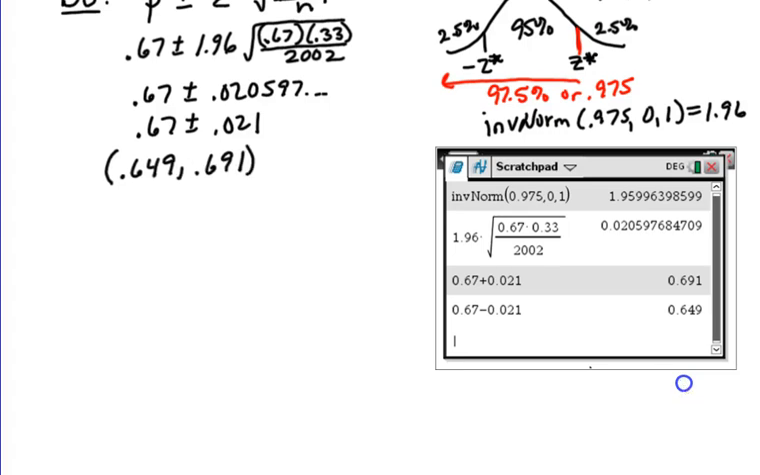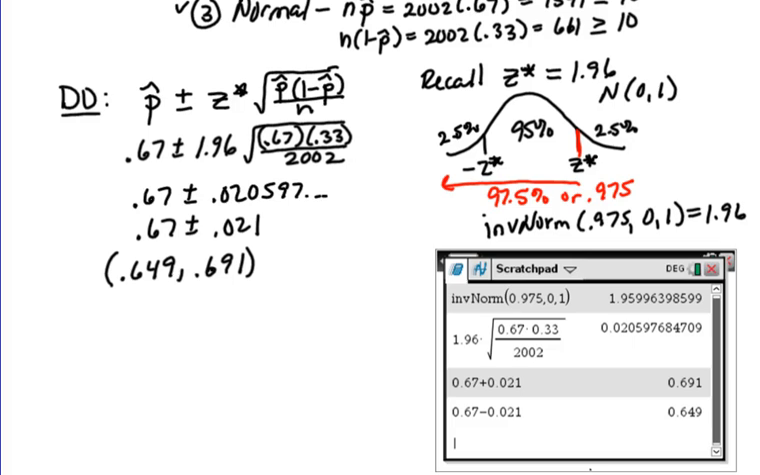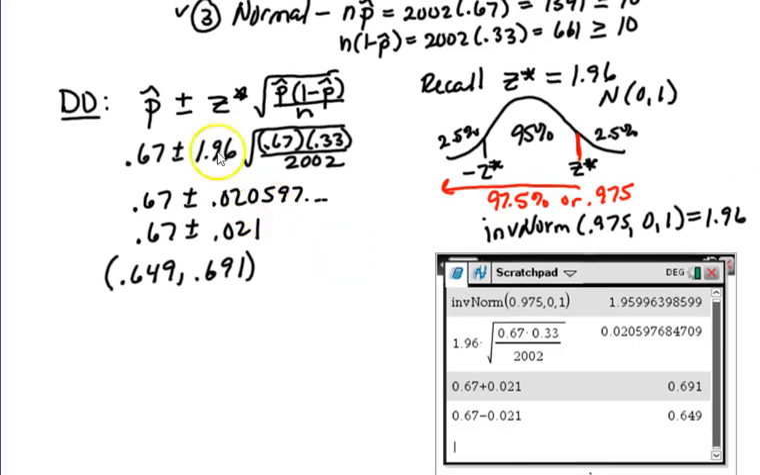You always want to go smallest to largest as you go left to right. So there is the actual confidence interval. So you do not have to show every single one of these steps, but you definitely should show the numbers in the formula and the result here.